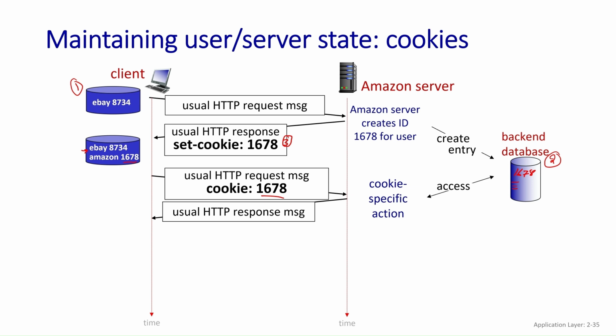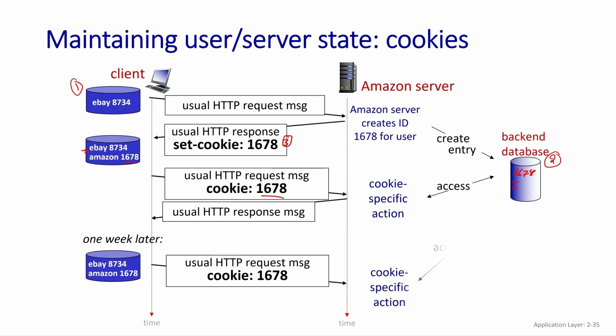So I get usual HTTP responses, where the web objects are being displayed, showing me the books available on cookies and so on. Then let's say after one week I come again and visit the same server, Amazon, and I send a request.